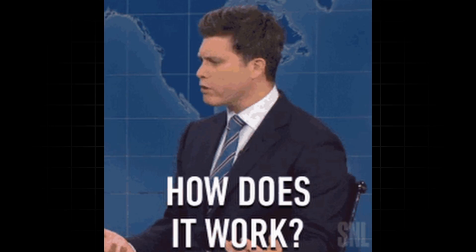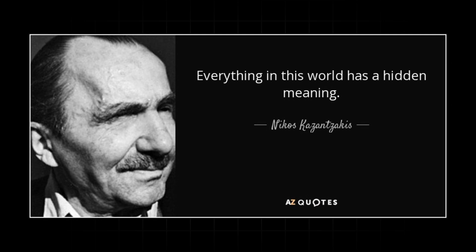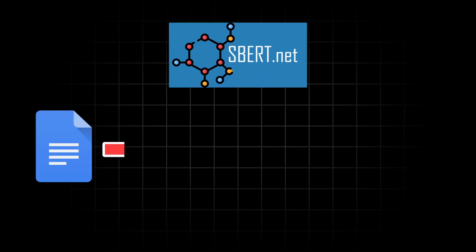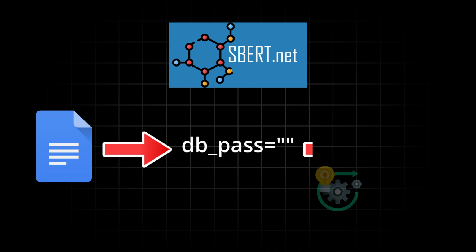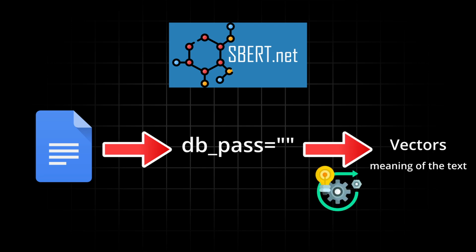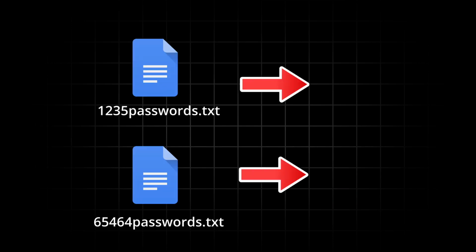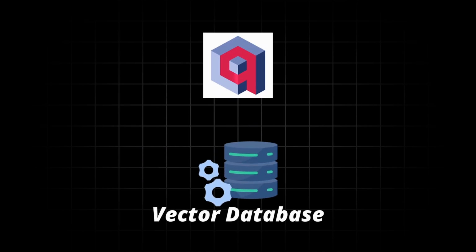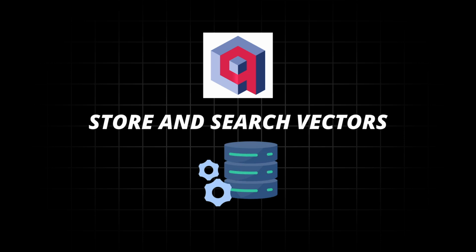So how does it work? It's all about understanding the meaning behind the file. We use two key technologies, sentence transformers and Qdrant. Sentence transformers take the text from your files and turn it into numerical representations called vectors. Remember that similar files will have similar vectors. Next, we have Qdrant, a vector database. It's designed to store and efficiently search these vectors.